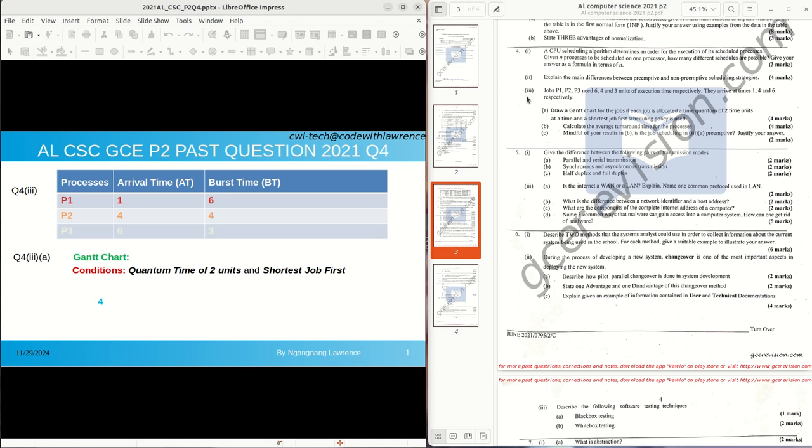Here we can see that we have processes P1, P2, P3, with arrival times 1, 4, 6, and burst times, or we call them jobs, 6, 4, and 3 respectively. It is being represented in a tabular form for better understanding. Now the question is, draw a Gantt chart for the jobs if each job is allocated a time quantum of 2 time units at a time and the shortest job first scheduling policy is used.